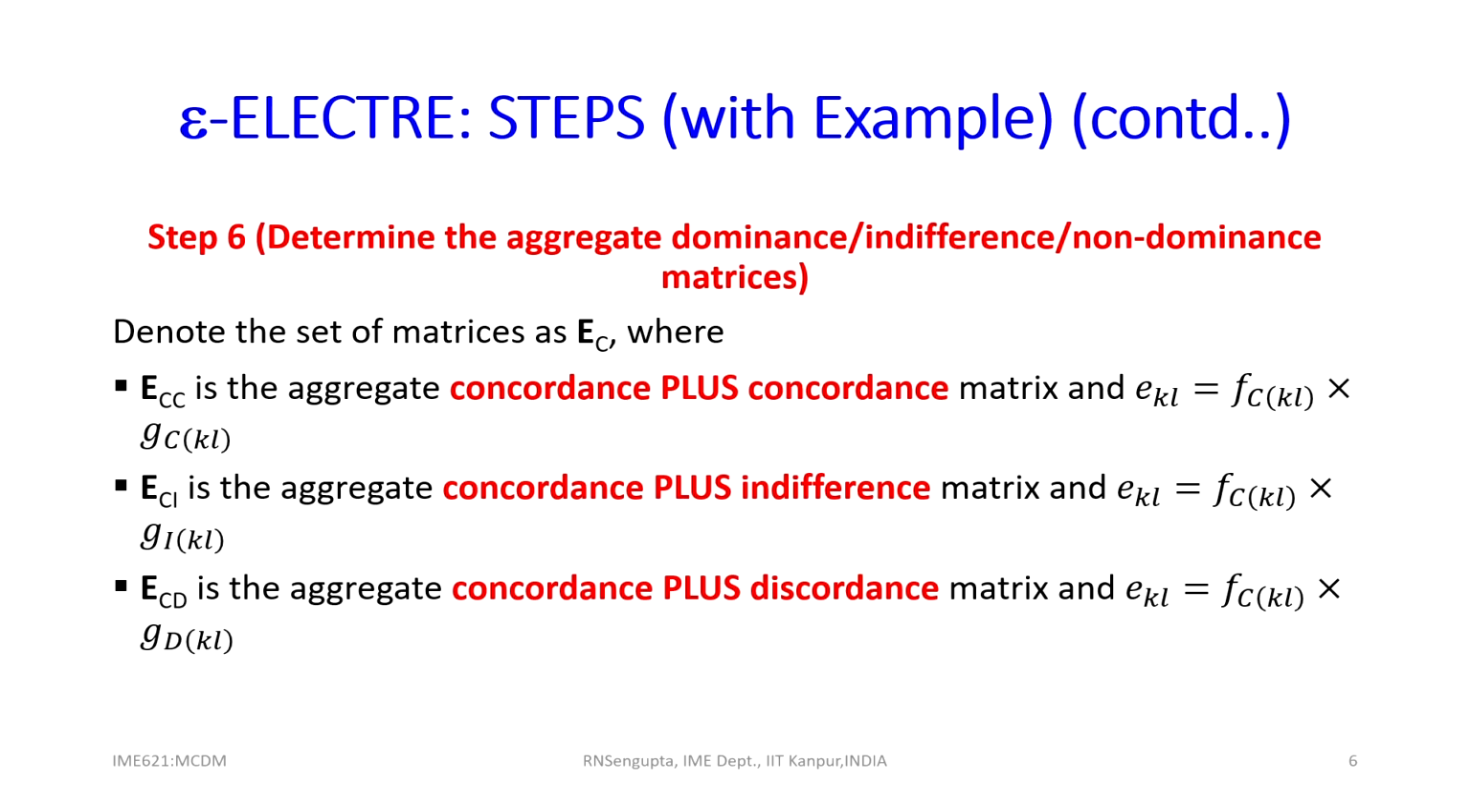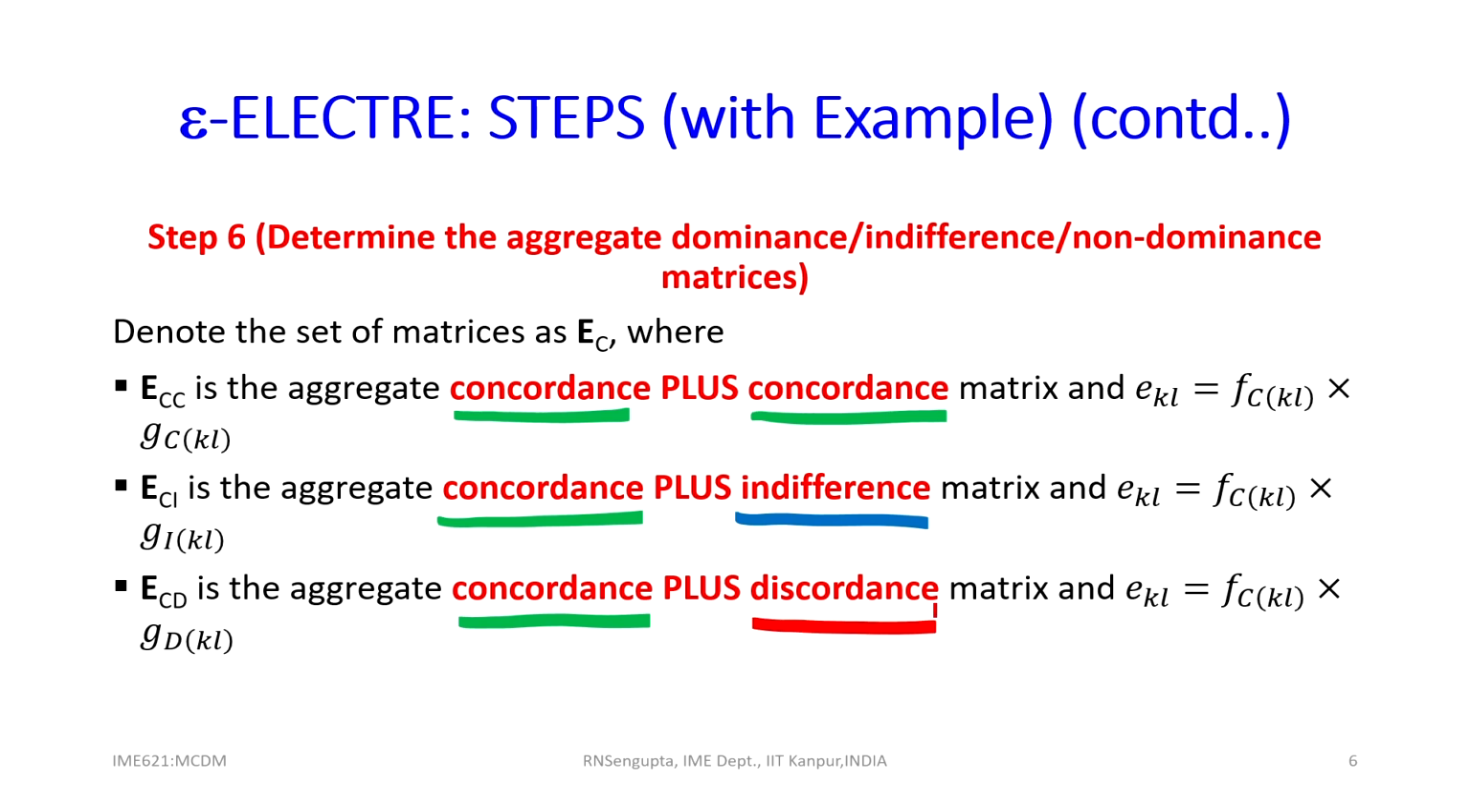Concordance would be done with green. This is also concordance. The indifference would be done by blue and discordance will be done by red. So, we are comparing positive to positive, positive to indifference and positive to negative, and for that we just multiply the corresponding cell values as calculated previously.